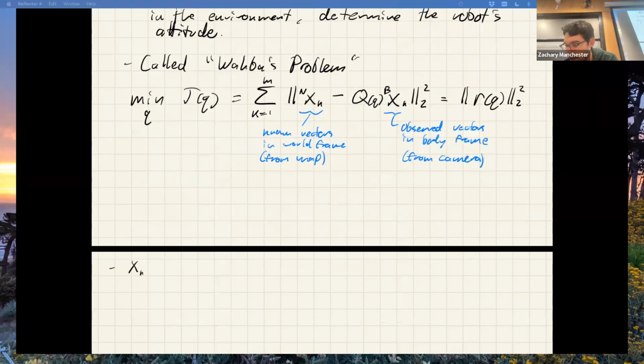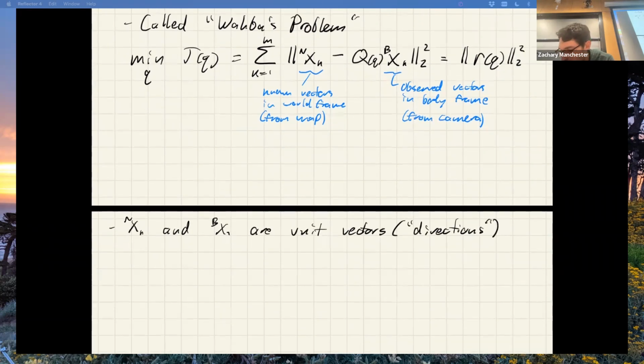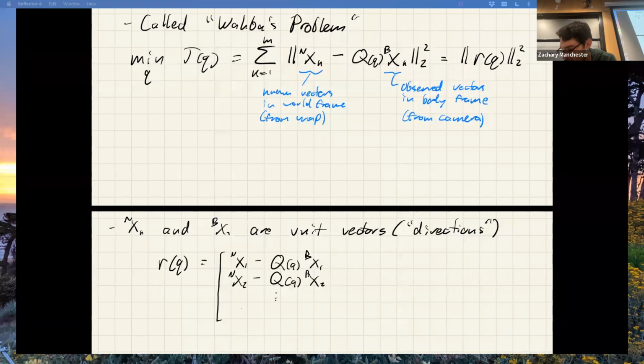Okay, so let's see what else there is to say about this. XKN and XKB are unit vectors. The right way to think about them is their directions. And then this residual guy, R of Q, if I were to write the whole thing, it's X1 in N minus Q times X1 in the B frame, blah, blah, blah, all the way down. Okay, so this is R.